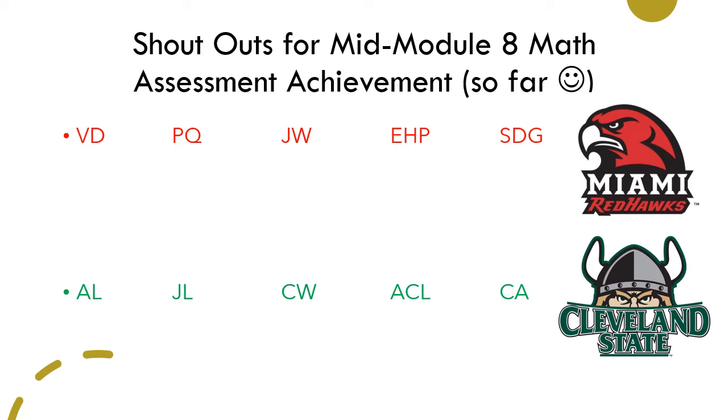Some shout outs so far for achievement from Miami. We have VD, PQ, JW, EHP, and SDG. Awesome job. From CSU, scholars that showed achievement on this test were AL, JL, CW, ACL, and CA. Thumbs up to you guys. Awesome job. Keep it up.